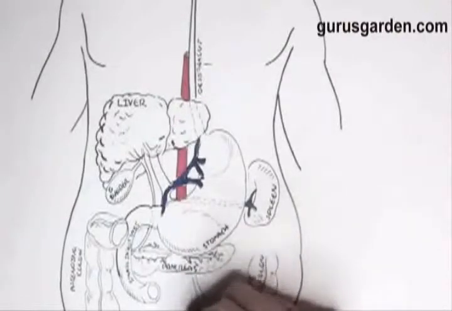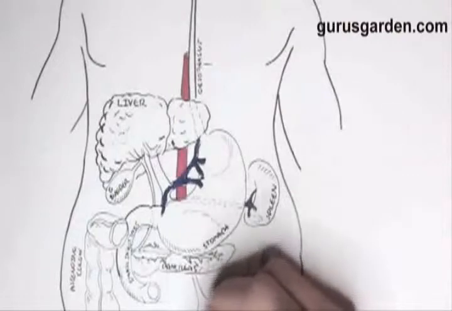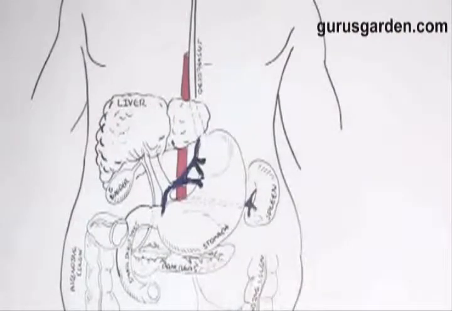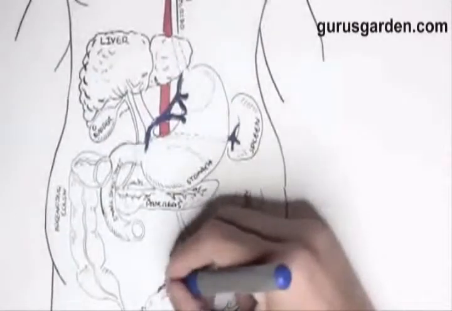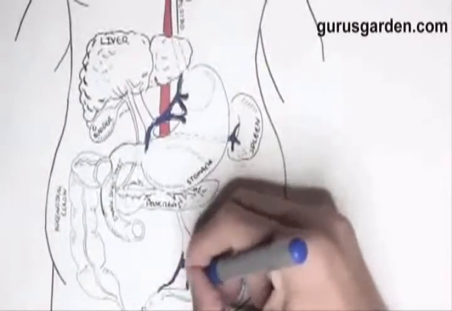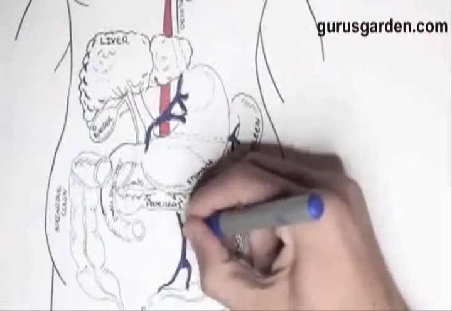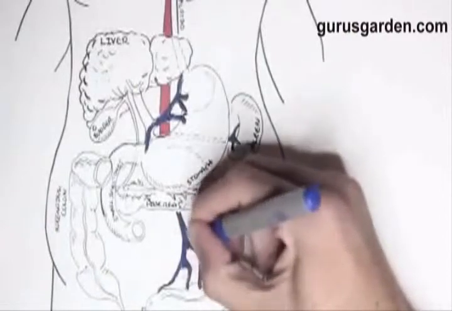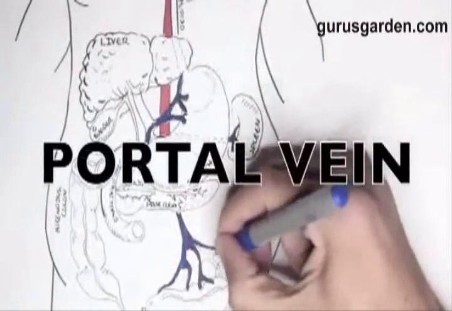Let us review quickly the organs that can be affected with portal hypertension first. So here is the liver, the gallbladder, the esophagus connecting to the stomach, stomach to the small intestines to the large intestines. I'm only drawing the ascending and descending colon of the large intestines here. And then the rectum, and finally the spleen.